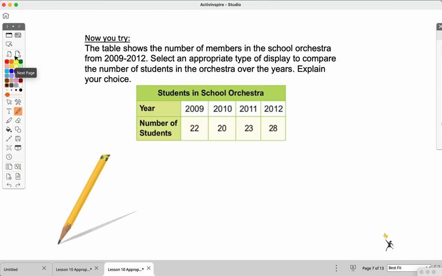All right, take a look at this one and see if you can figure out what type of graph you would use to graph this information.